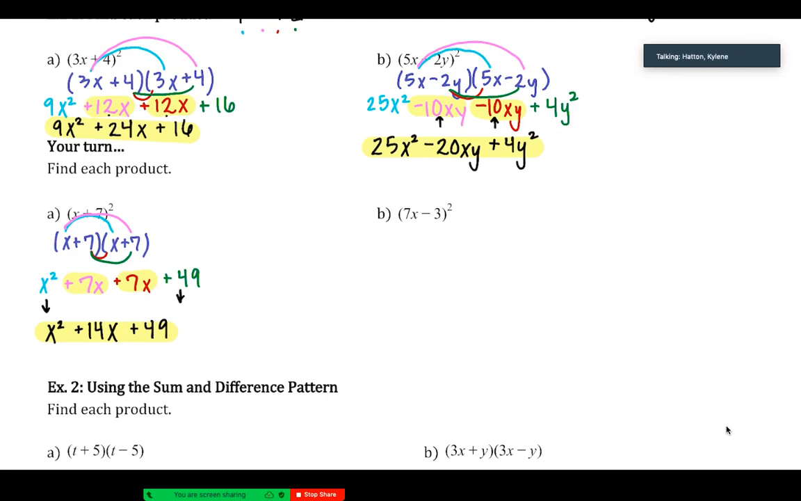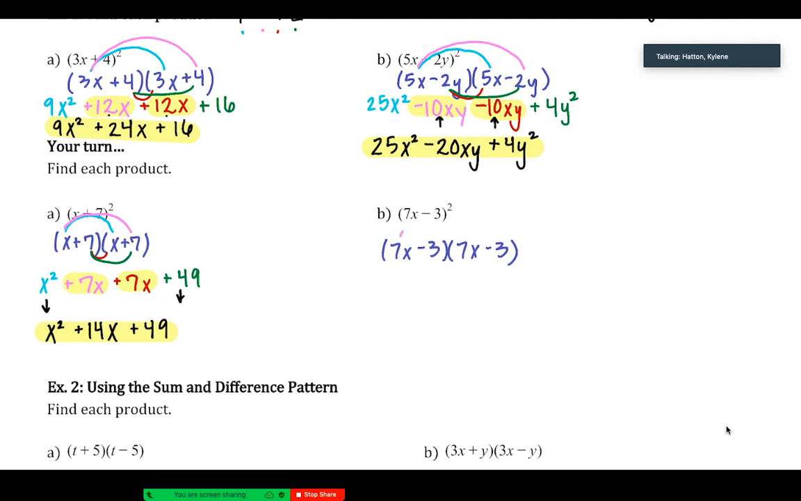And then for B, 7x minus 3 squared. So same thing, we want to write it side by side. 7x minus 3 times 7x minus 3. So it's just the same binomial repeated. And then from there, we'll FOIL it.